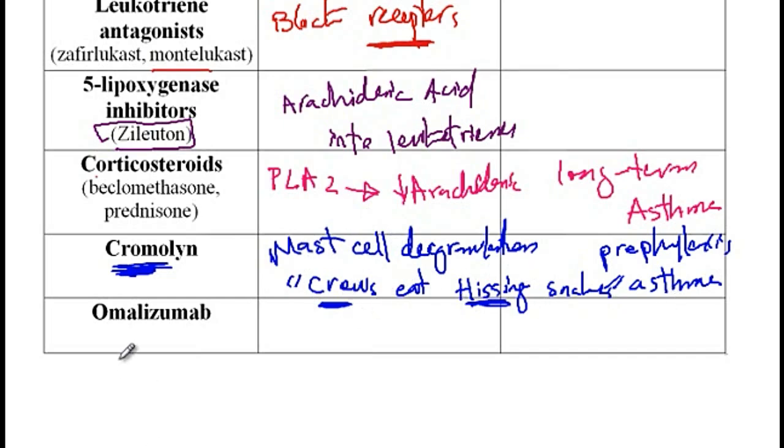And then finally we have the omalizumab, which is the monoclonal antibody that acts against the IgE. So it is an anti-IgE antibody, and thus it prevents the degranulation of the mast cells. And this medication is used for the treatment of the allergic asthma in patients that are both resistant to the steroids as well as the beta-2 agonists.